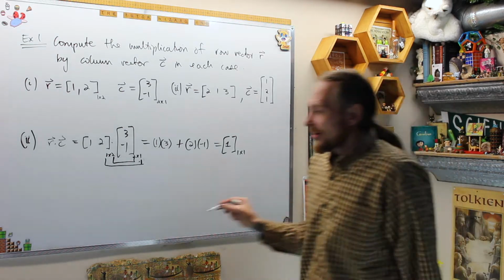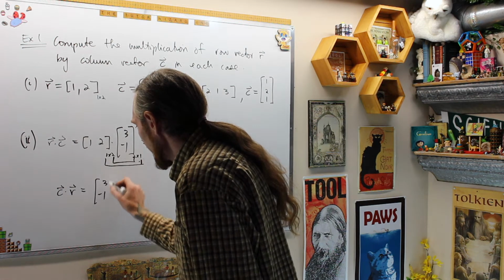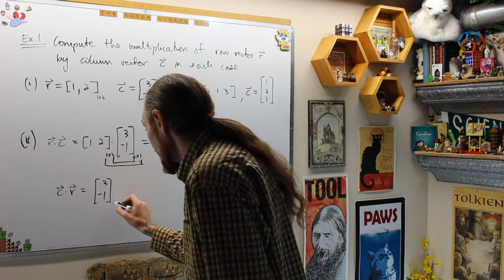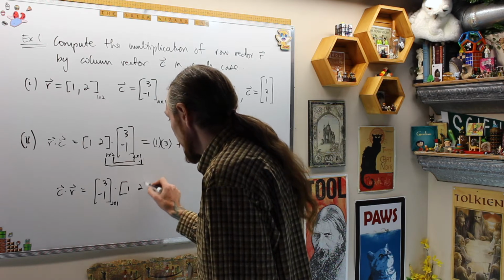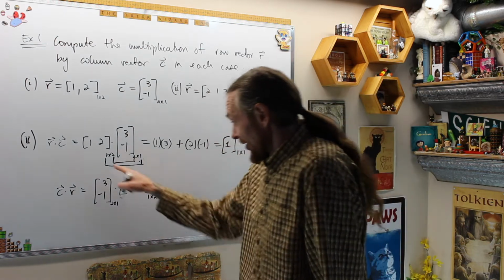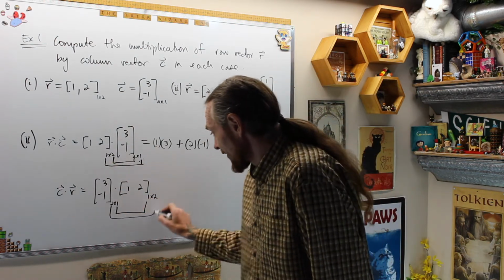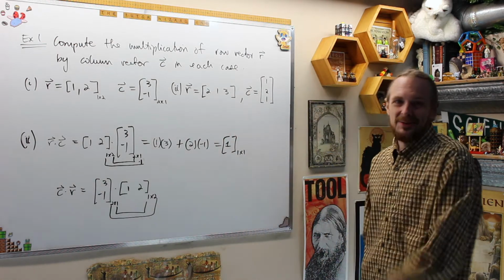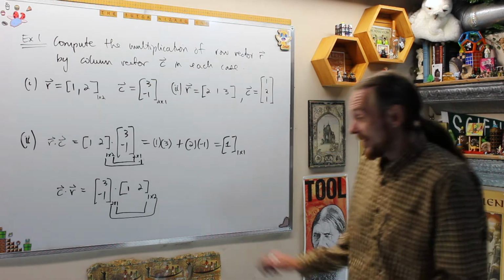What if we do it in reverse? C times R. Well, that's going to be [3, -1], which is now 2 by 1, times [1, 2], which is 1 by 2. Oh, and I just said it, and in general, it does. The inside indices match, but now look, the size is going to be, from 2 vectors, a row vector and a column vector, we're going to create a 2 by 2 matrix.